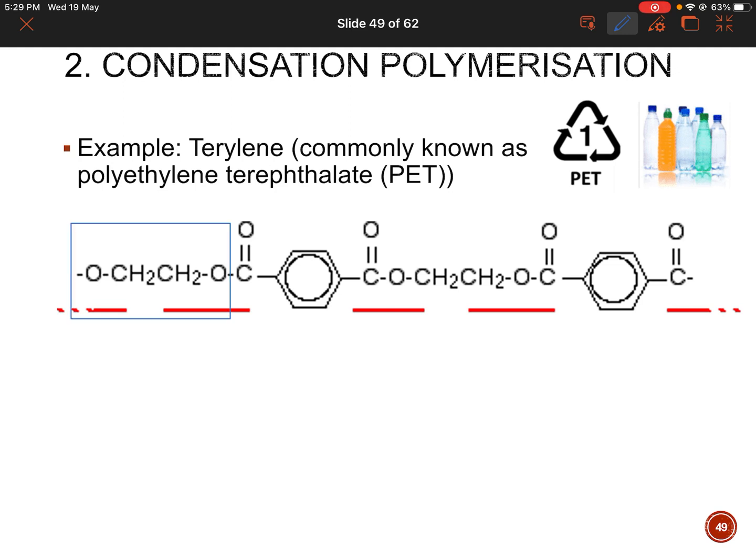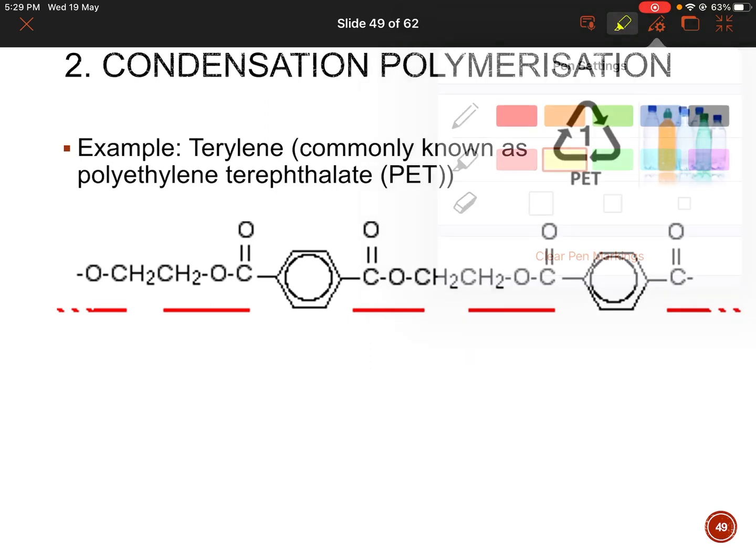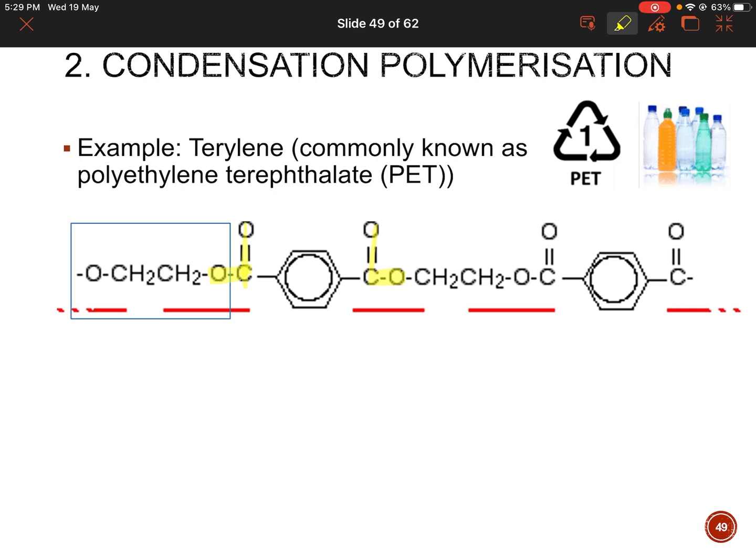So how do you know your monomers? I'll go back again. How do you know your monomers? You first have to see where the linkages are. That's where the bonds are formed. So I know that the ester linkage is here, ester linkage is here. So I know that this oxygen, the monomer comes from this group over here, and I just add a hydrogen to the oxygen. So this will be my diol.